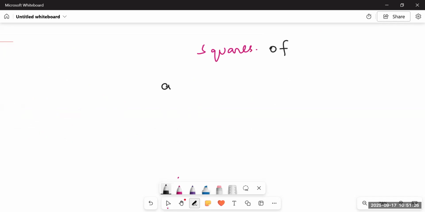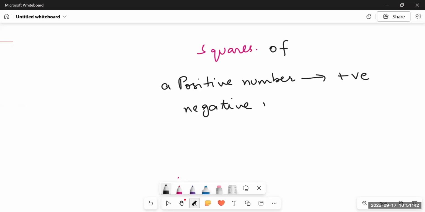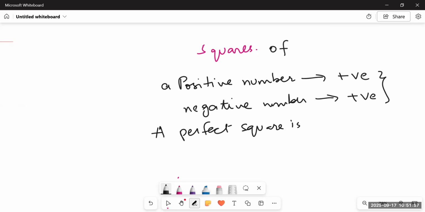of a positive number is always positive. What is basically a square? Square means multiplying a number by itself. So a square of a positive number is positive, and a square of a negative number is also positive. So perfect square is always positive. A perfect square, we can conclude it from here. A perfect square is always positive. Okay? Why is that so? Let us discuss it.